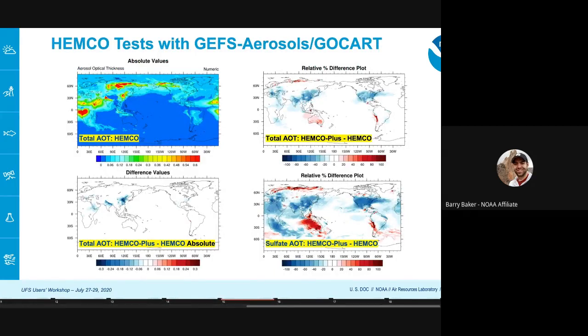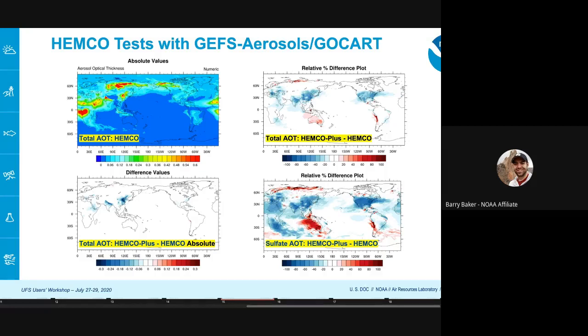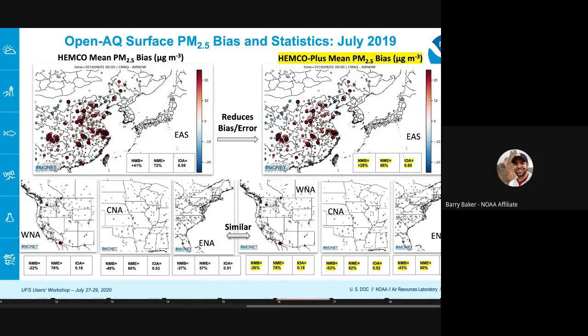So what we can see here is that in the top left plot, I'm showing the total aerosol optical thickness from the HEMCO simulation. And in the bottom left, you can see the differences between the HEMCO Plus and HEMCO simulations. And what we're seeing is drastic decreases over Eastern China using these simulations. On the right-hand side, you can see that this is almost entirely because of the sulfate aerosol emissions. And so just by changing these emissions, we can see drastic changes. In this case, we're seeing changes up to 0.3 AOD, which is actually fairly large. And so let's look at this a little bit closer.